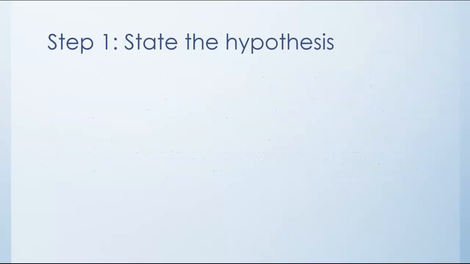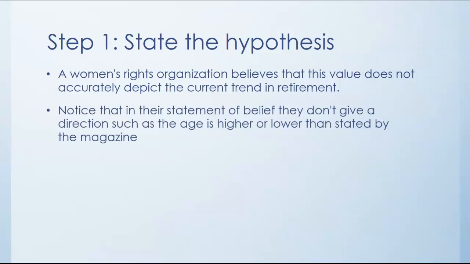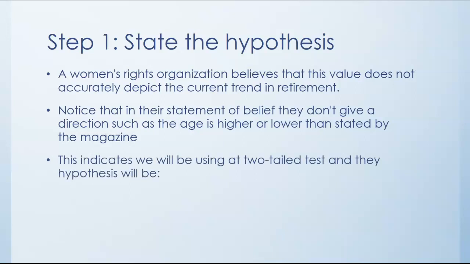Okay, so again, remember our first thing is that we're going to state our hypothesis, both our null and our alternative. So the big sentence here that we want to pay attention to in that entire paragraph is that the Women's Rights Organization believes that this value does not accurately depict the current trends. So notice that they didn't say they believed it was lower or they believed it was higher. They just said we don't think it's accurate. So when we do something like that, that's indicating a two-tailed test because we didn't give a direction. We didn't say it was greater. We didn't say it was lower. We just said it's not. We just don't think it's right.